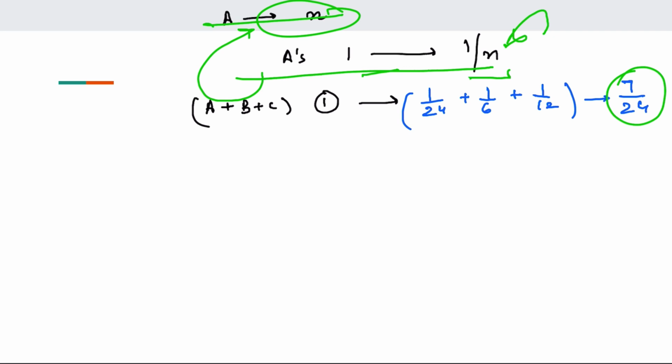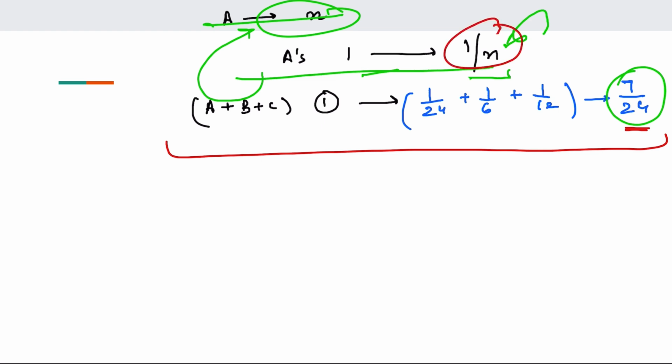Similarly, we have to do this reciprocation in this thing also. What I am saying is that if A plus B plus C's 1 day work is going to be 7 by 24, then how many days are they going to take to complete the whole work? What is it going to be? A reciprocation of this 1 by n. So reciprocation of this is going to be what? It's going to be 24 by 7.